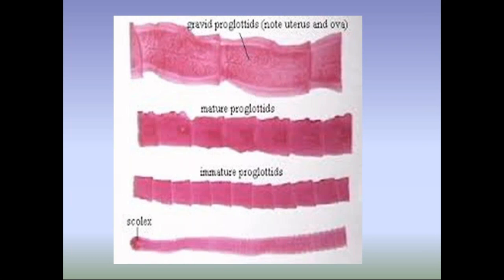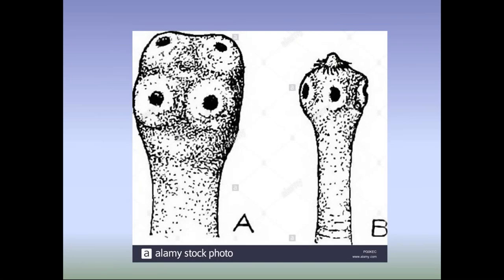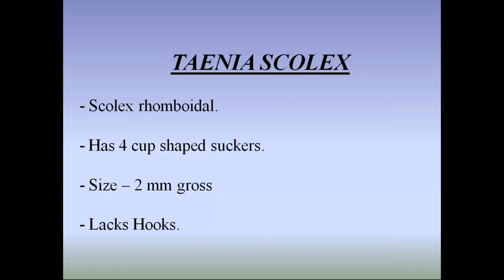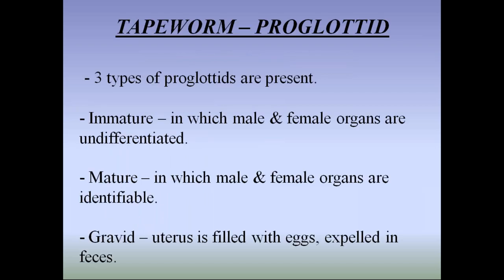Head, neck and proglottids, and this is about the adult worm. This adult worm we have to identify. See, there are four globular suckers, the beak-like rostellum, and two rows of hooklets. In Taenia saginata, it is an unarmed scolex. Along with that, the proglottids: immature, mature, and gravid proglottids.